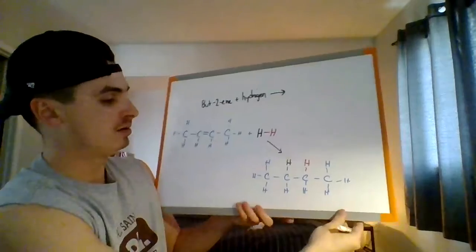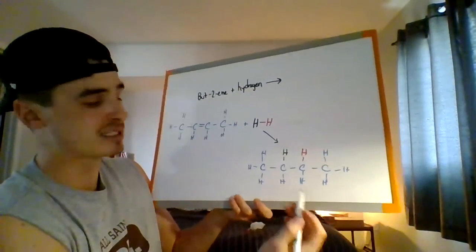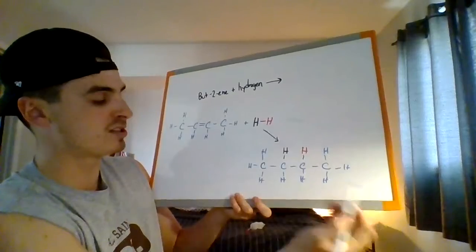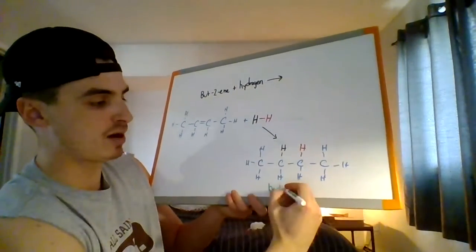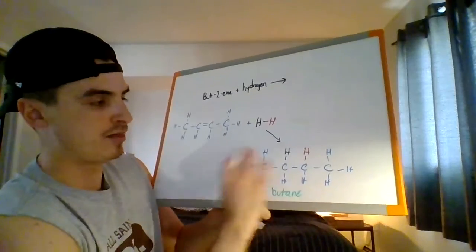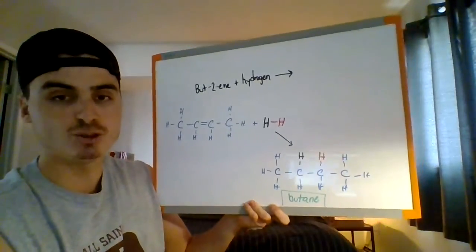So what we're going to do right now, we know this is butene. We know this is hydrogen. We got to name this. 1, 2, 3, 4 carbons in a row. So I got but. I got single bonds everywhere. So it's butane. And there's no branches. So my final answer is butane.